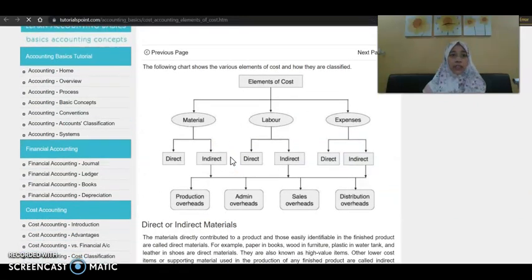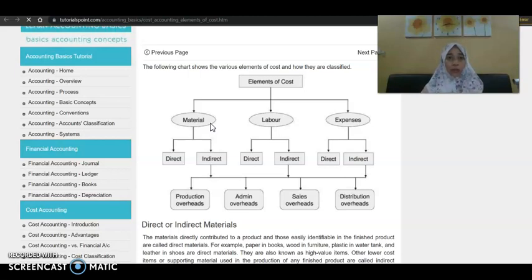So you can see here, these are the elements of cost. You will have three main elements of cost, because bear in mind, just now we are looking at cost accounting. So basically, what is cost accounting? Determination or ascertainment of cost. You want to determine how much is the cost of your product.